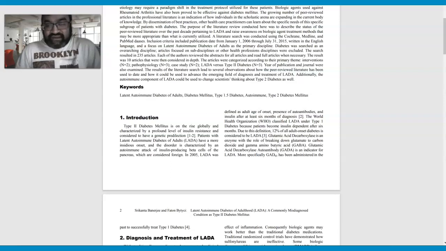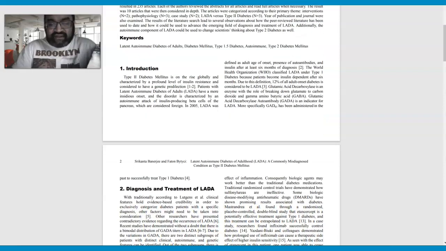So, 12% of all adult onset diabetes is actually LADA, and it's known as glutamic acid decarboxylase, which is an enzyme with the role of breaking down glutamate to carbon dioxide and GABA. So GADA is what the glutamic acid decarboxylase antibody stands for. That increases, LADA increases.